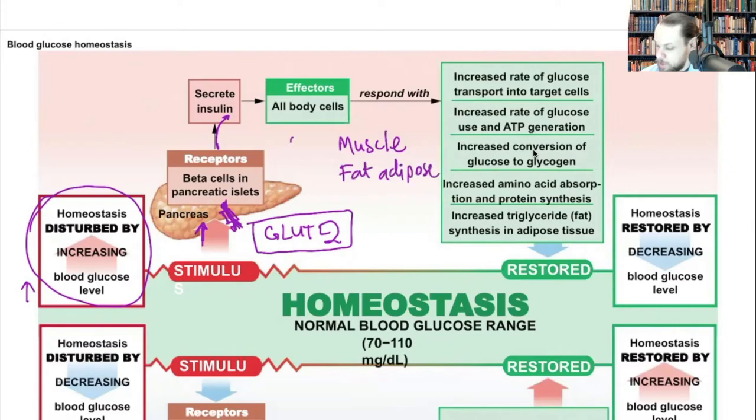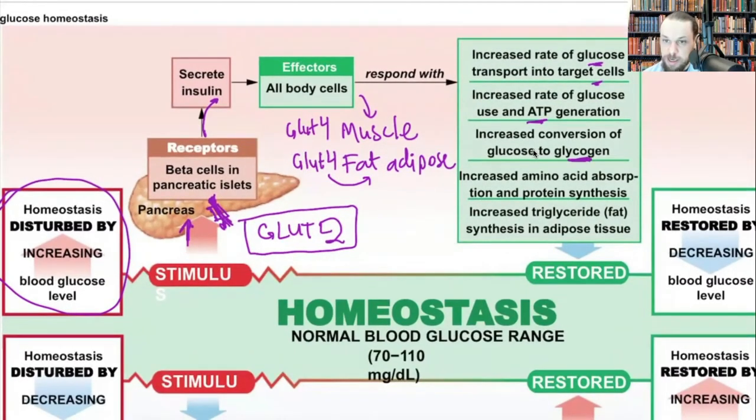The reason is that they have the glucose type 4 transporters, which are activated by insulin. This is where insulin will bind, and it will allow the uptake of sugar by these cells. So then there is an increased rate of glucose transport to those cells, and there is more ATP generation. Makes sense. It's going to drive glycolysis. Insulin is one of those hormones that drives glycolysis forward to make much more ATP. Because we have a lot of glucose coming in, we're also going to make more glycogen for storage in case we have to call upon it when we have an emergency.